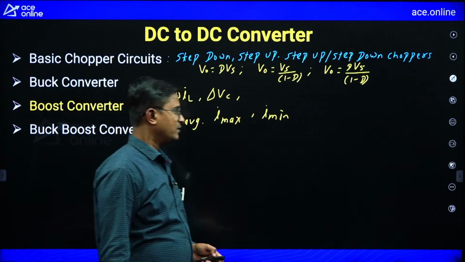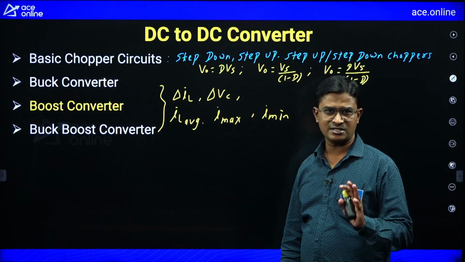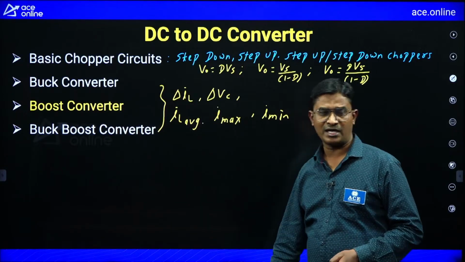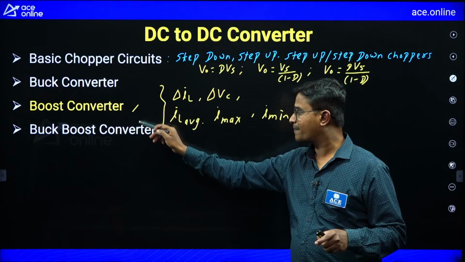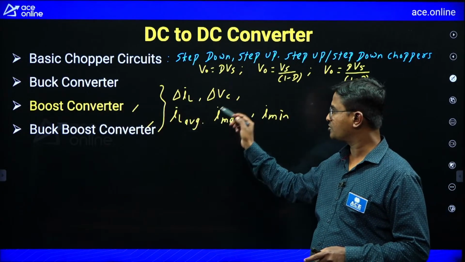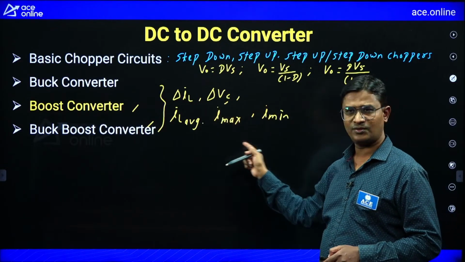They have asked questions on delta IL and delta VC, and some theory questions also. For these three converters we have the expressions for delta IL and delta VC. For boost and buck-boost, if you check, the delta IL expression is the same, and the delta VC expression is also the same. So only these expressions you can go through.